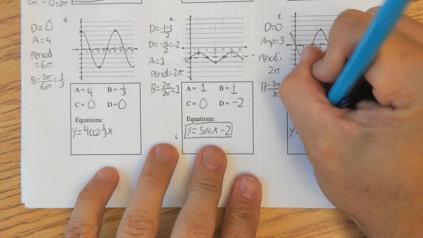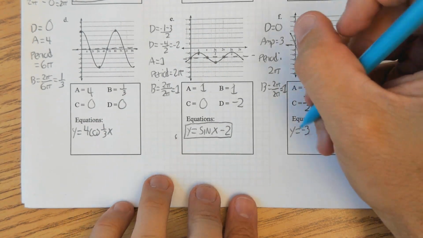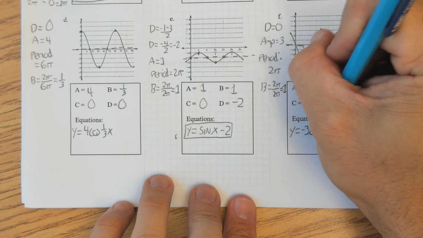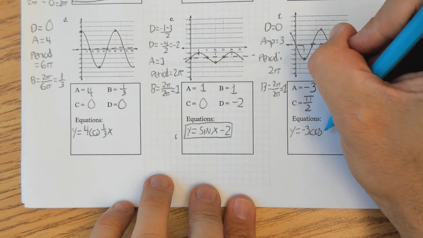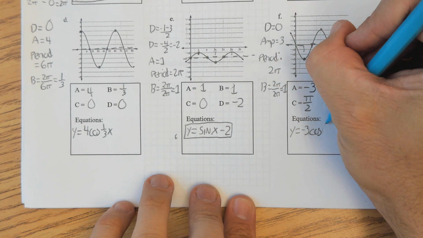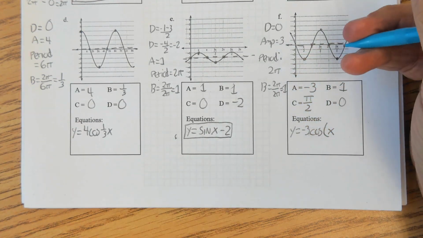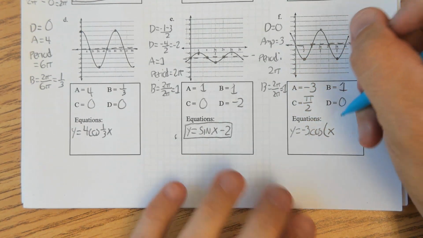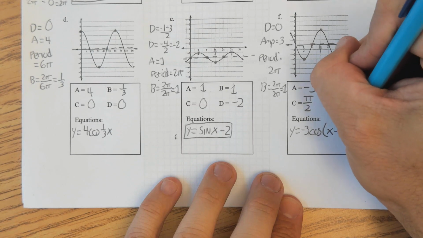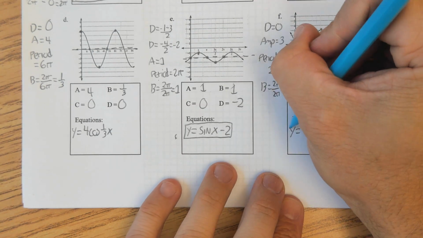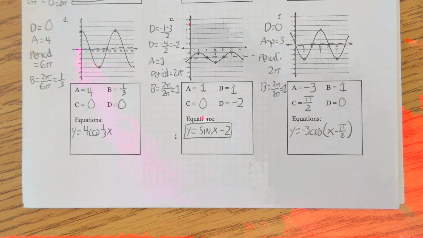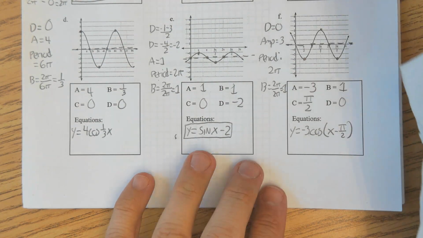Sorry, this is a cosine graph, not a sine graph. I apologize. So cosine. Okay, b is 1. So you just do x. Opposite when you plug it back in. So it's a positive pi over 2, so this time it's a negative pi over 2. And there you go. That's your final answer right there. Okay?